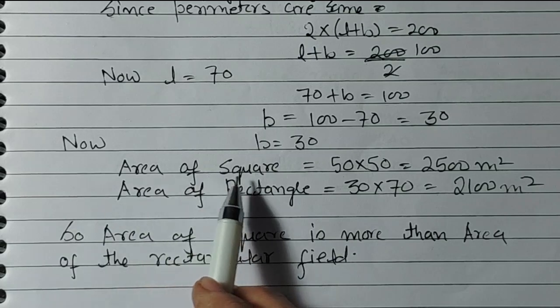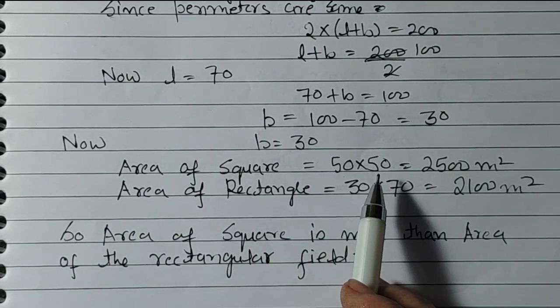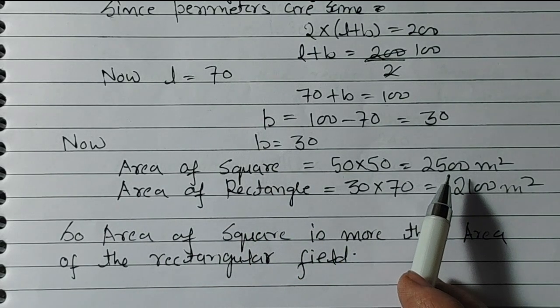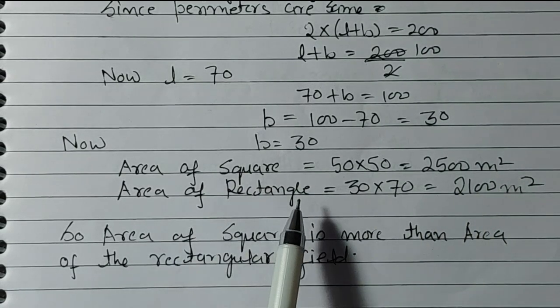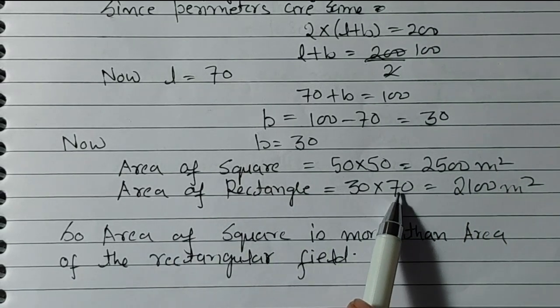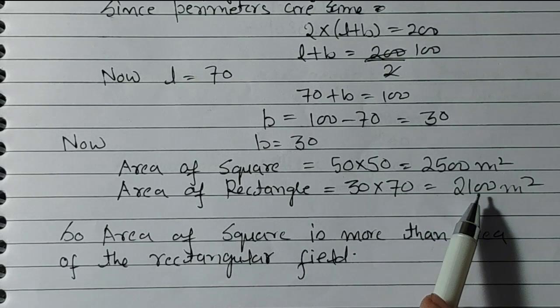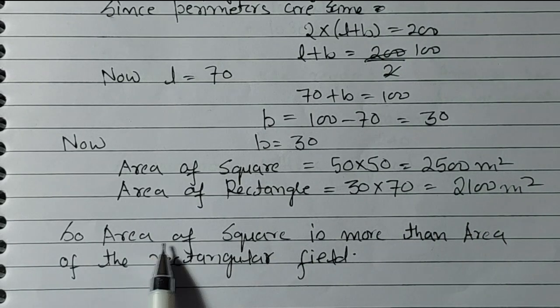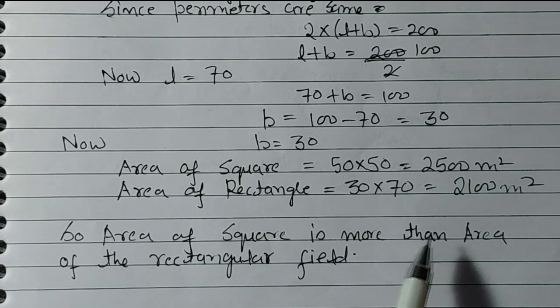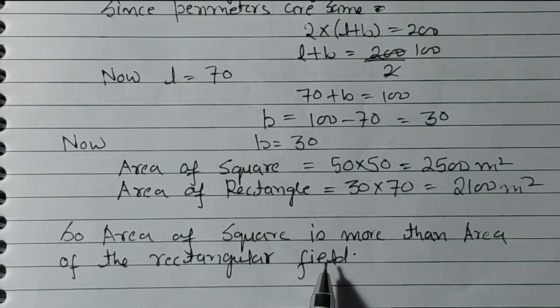Now the area of the square is equal to 50 into 50, which is 2500 meter square. And the area of the rectangle will be 30 into 70, which is 2100 meter square. So the area of the square is more than the area of the rectangular field.